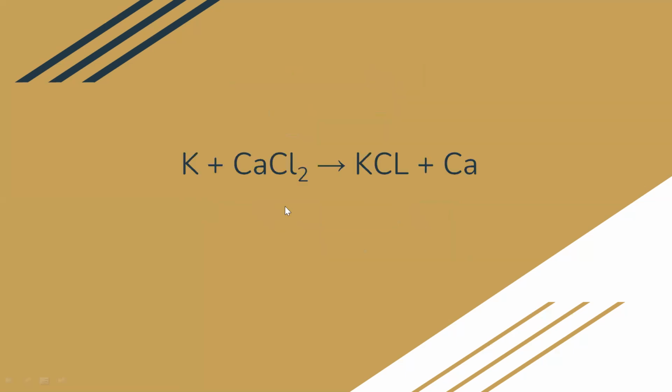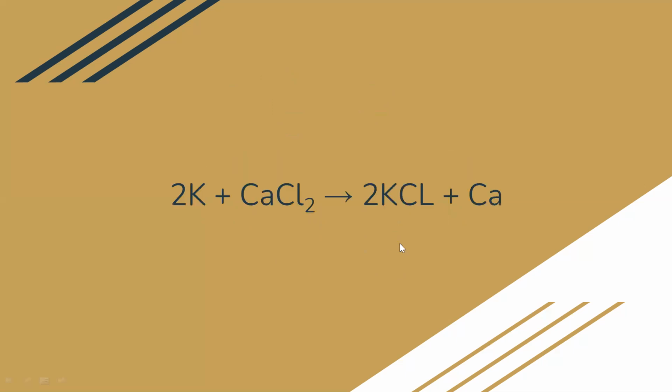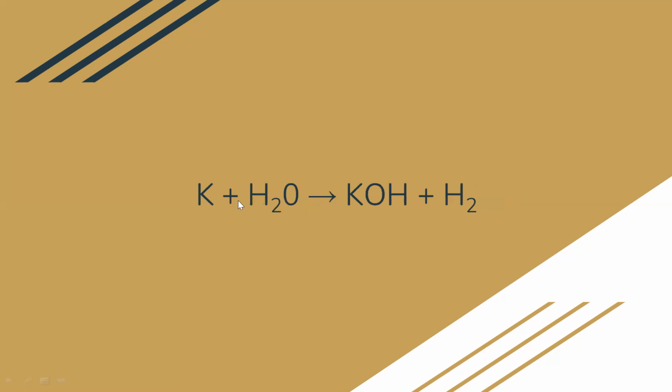Another sample: K plus CaCl2, then with an arrow, reacts to form KCl plus Ca. The answer would be 2 potassium plus CaCl2 yields 2 KCl plus Ca. The L here is a small error, not a big error. So let us check. Potassium is 2, potassium is 2, calcium is 1, calcium is 1. We have chlorine 2 and chlorine 2. So it's equal.